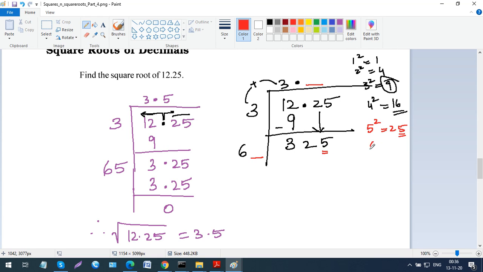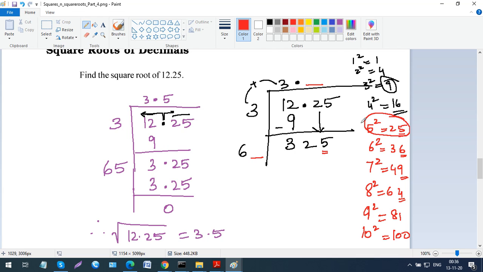6 square is 36, it ends with 6. 7 square is 49, it ends with 9. 8 square is 64, ending with 4, 9 square is 81, and 10 square ends with 0. So you should remember this, because looking at the units place only, we decide which number to choose over here. Now there's only one possibility with the 5 being in the units place, and that is 5 square. So you take the 5 over here. Let us put 5 over here, and I'll have to put the same 5 here also.